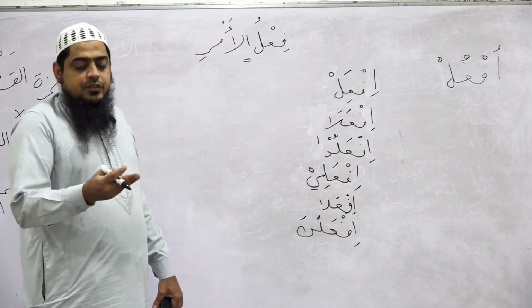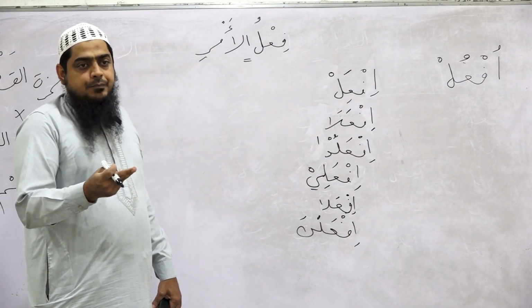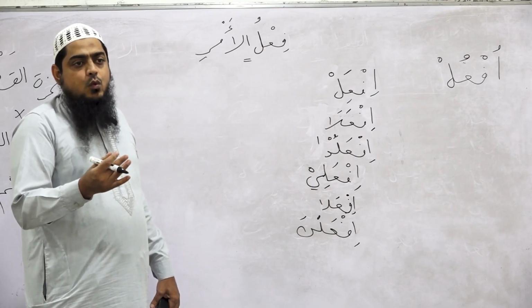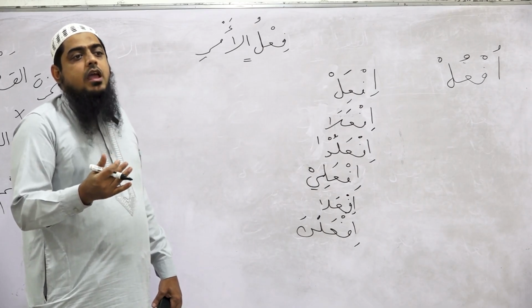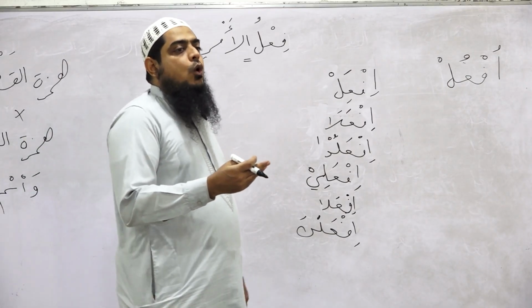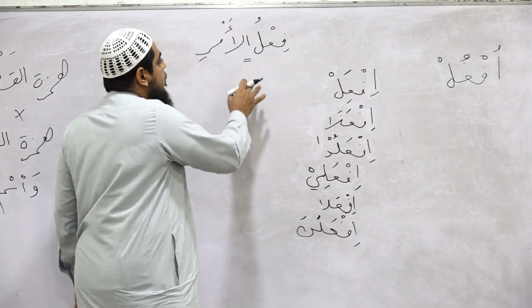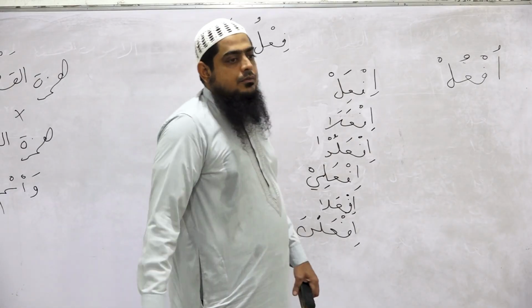If'alna. Ijlis, ijlisa, ijlisu. Ijlisi, ijlisa, ijlisna. Isma', isma'a, isma'u. Isma'i, isma'a, isma'na. Uktub, uktuba, uktubu. Uktubi, uktuba, uktubna. So this is how you conjugate fi'lul amr. Okay?